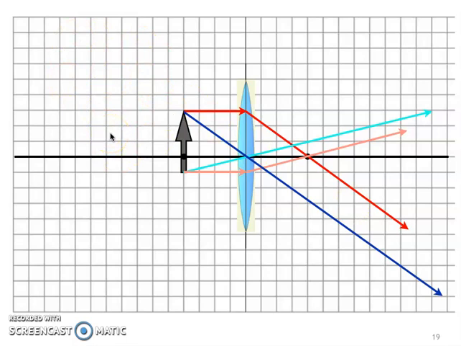If you place the object at the focal point of a convex lens, then there is no image formed. No matter where you place a screen over here, you will always get just a blurry, bright region on the screen. You will never get a crisp image.